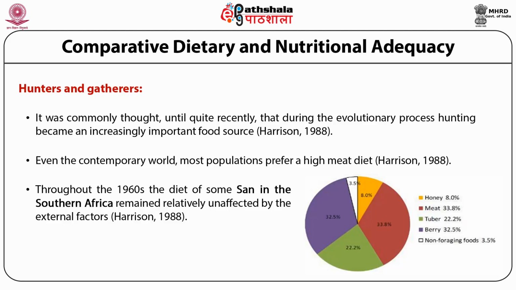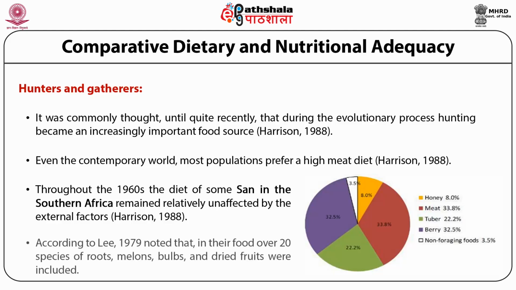The diet of the Kung San has been incompletely analyzed for nutrients. For this group, meat contributed less than one third of the daily energy intake, and their foods were diversified during the seasons of the dietary survey. According to Lee, their food included over 20 species of roots, melons, bulbs, and dried fruits. A similar diversity of food has been reported for most of the hunters and gatherers.